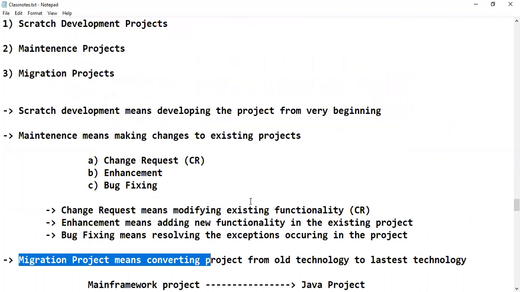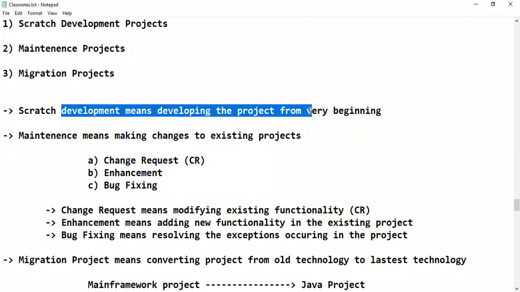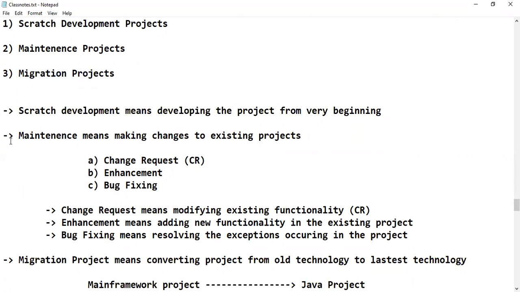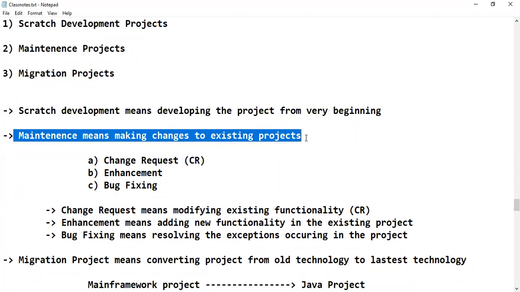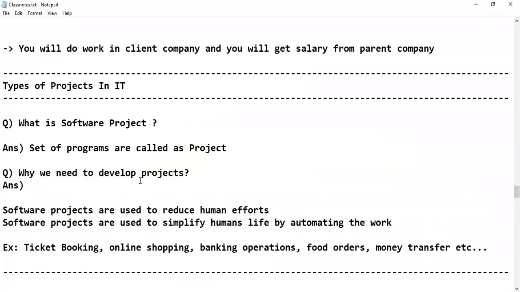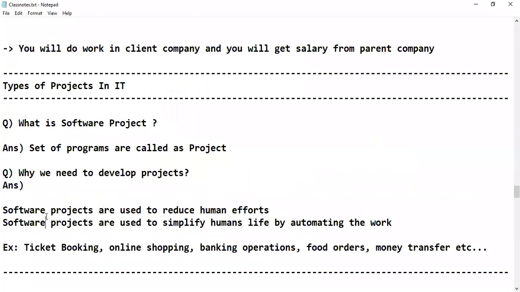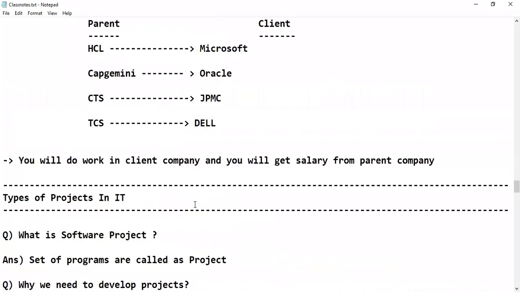So in total, how many types of projects will be available? Scratch development projects, maintenance projects, and migration projects will be available. Scratch development means developing the project from the very beginning. Maintenance means making changes to existing projects. Migration means converting the project from one technology to another technology. What is a project? A set of programs is called one project. Why do we need to develop these projects? To reduce human efforts.